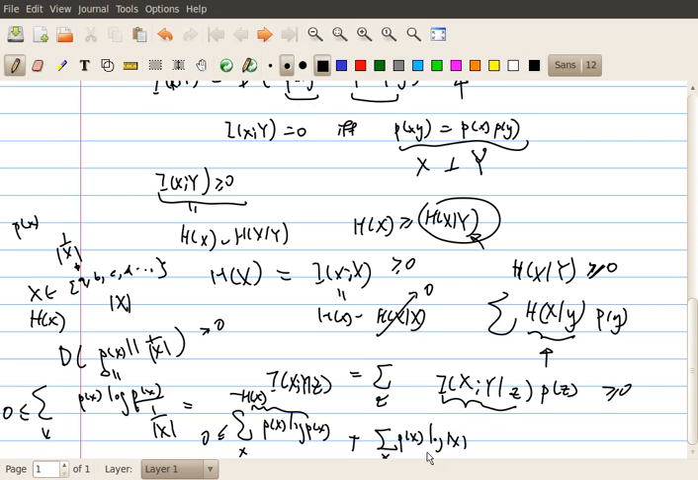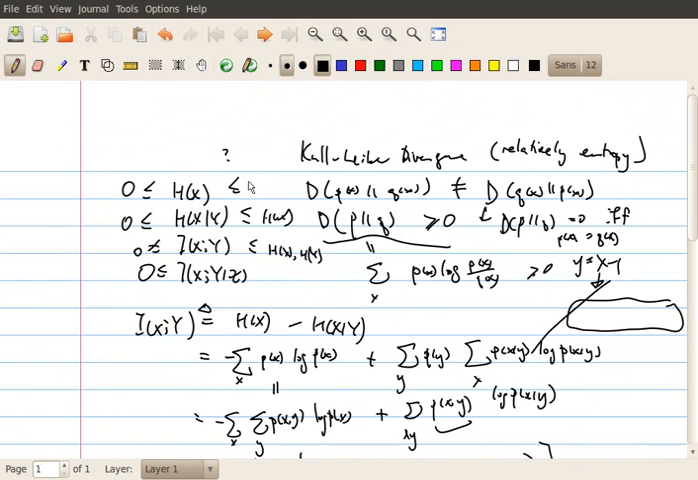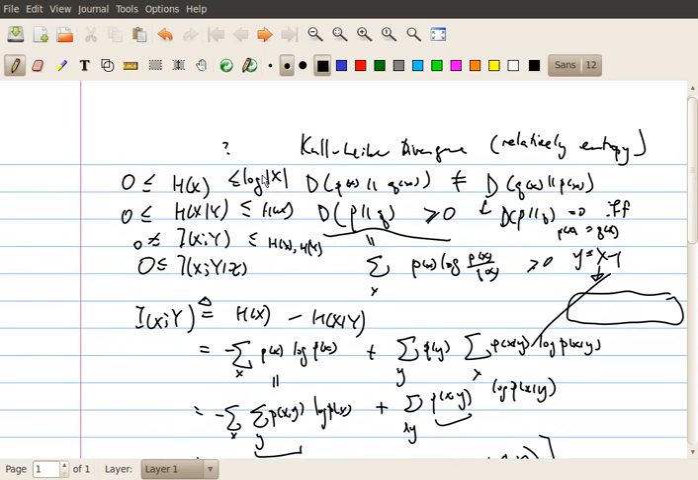So this log |X| is just a constant. This is the size of the alphabet. It's a constant over x, so I can pull this log |X| out. Then I am only summing over p(x), which of course is just equal to 1. So therefore I have log |X| is bigger than or equal to H(X). So I have basically H(X) is less than or equal to the log of the alphabet size. And of course I get equality when everything is uniformly distributed.